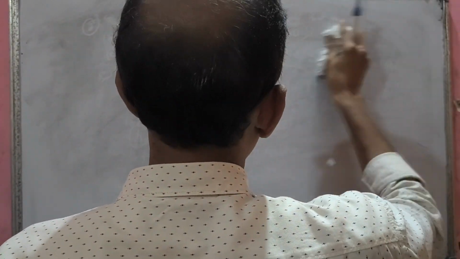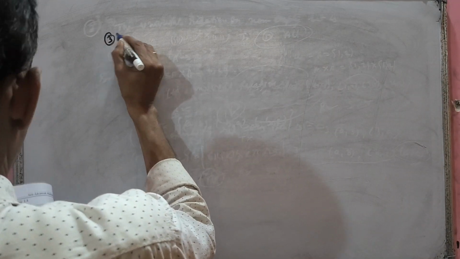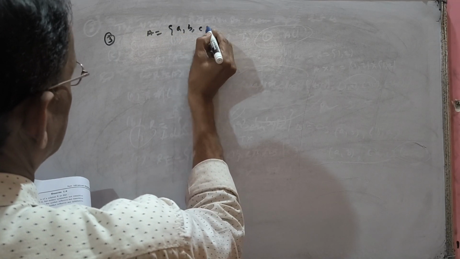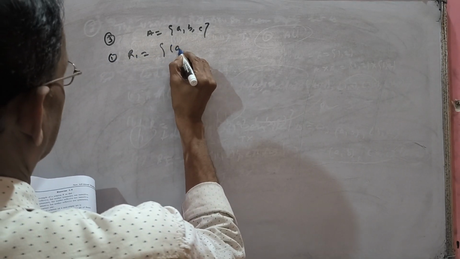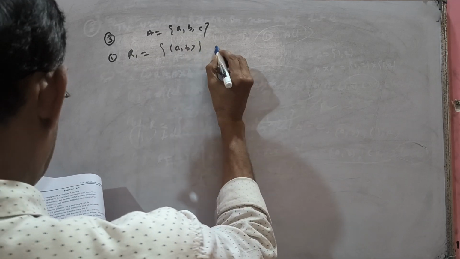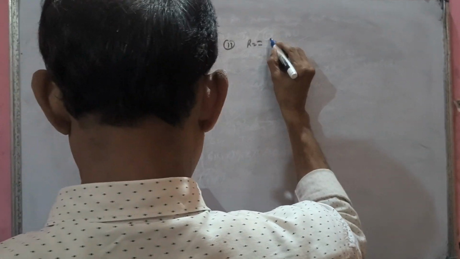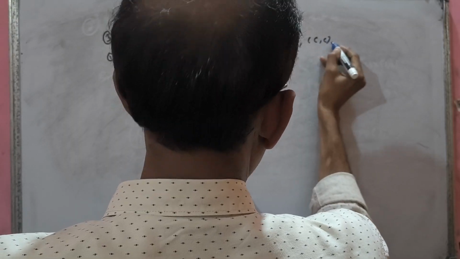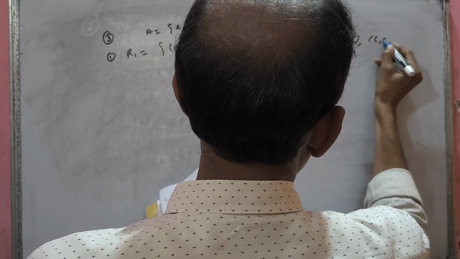Next, practice the examples in the process and we will clear. I will do question number 3 also. 3. A is a set with the elements A, B, C. Number 1, R1 is given: ordered pair AB only. Number 2, R2 is given: AA, CC, AC, CA.